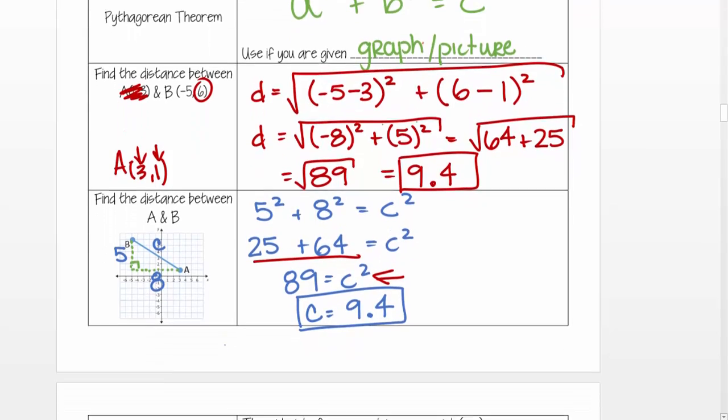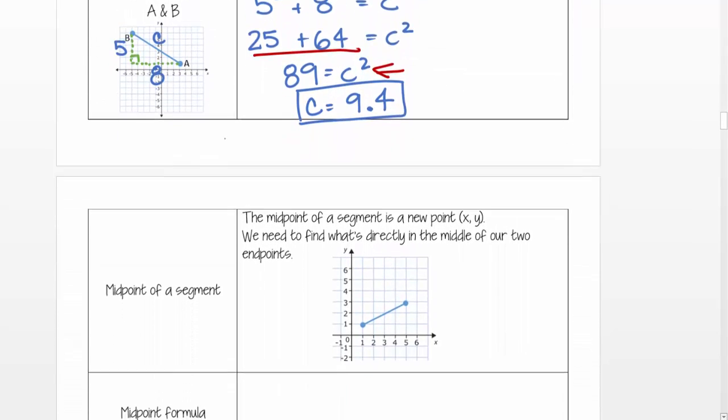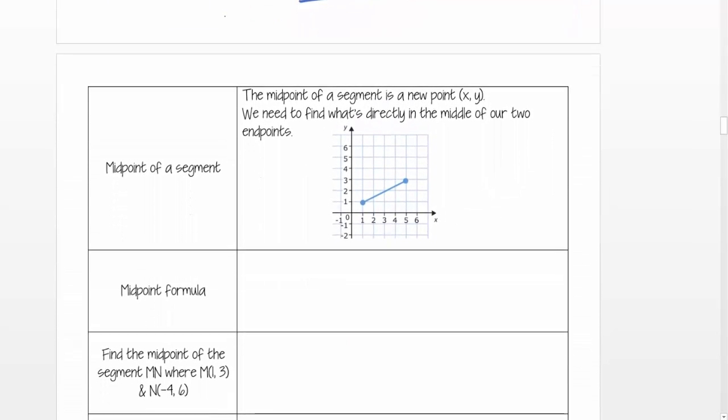So now that we've talked about distance between 2 points, let's talk about a midpoint. A midpoint is a point in the middle of 2 other points, and it's a brand spanking new point. So if I take a look at this line right here, it's really easy to see on this graph that directly in the middle is this right here.